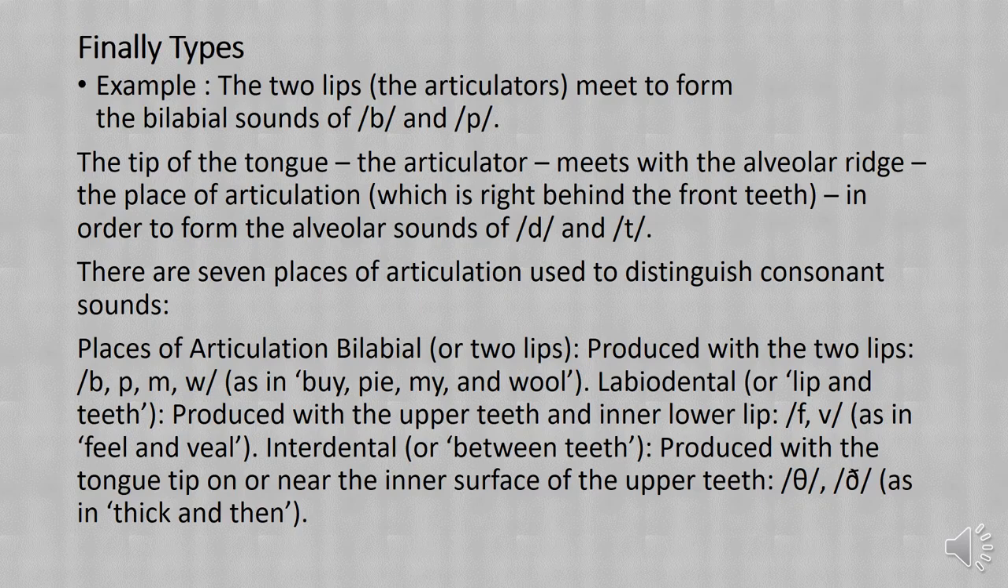Places of articulation. Bilabial, or two lips, produced with the two lips: P, B, M, W, as in pie, buy, my, and wool. Labiodental, or lip and teeth, produced with the upper teeth and inner lower lip: F, V, as in feel and veal. Interdental, or between teeth, produced with the tongue tip on or near the inner surface of the upper teeth: th, as in thick and thin.